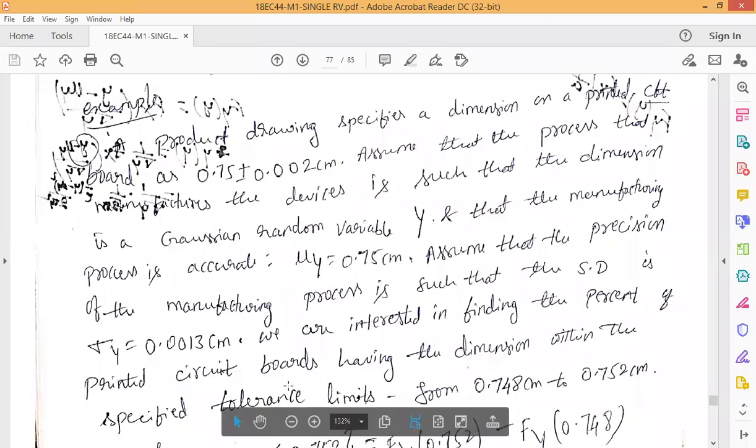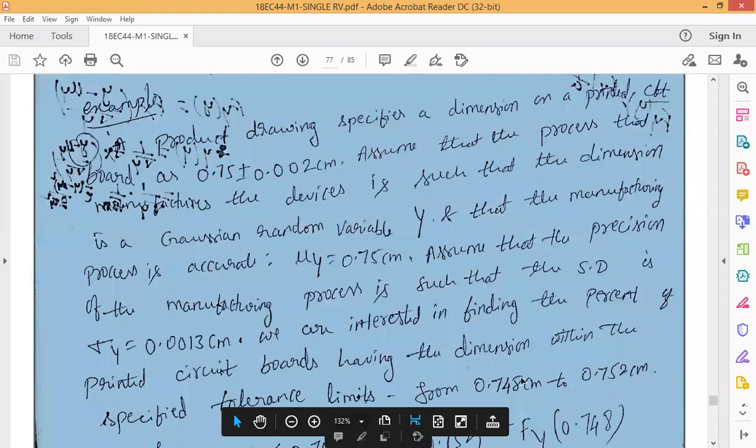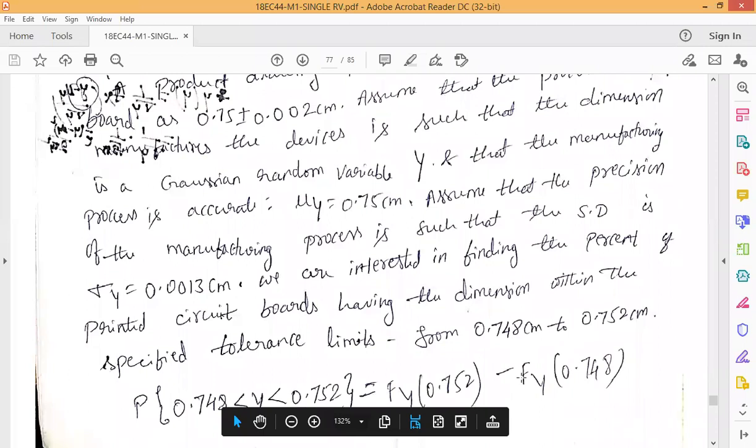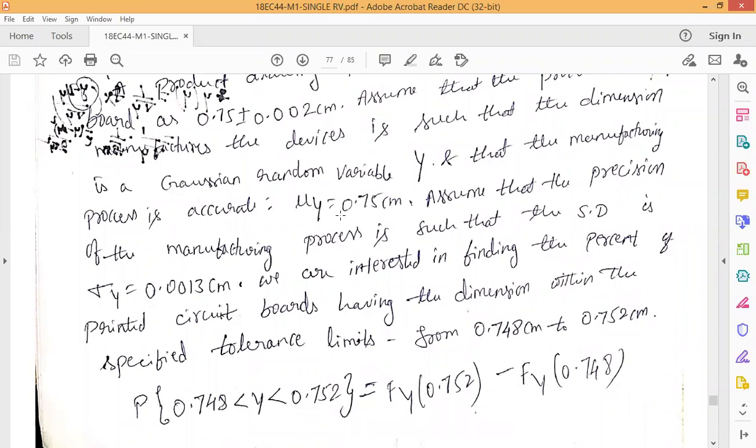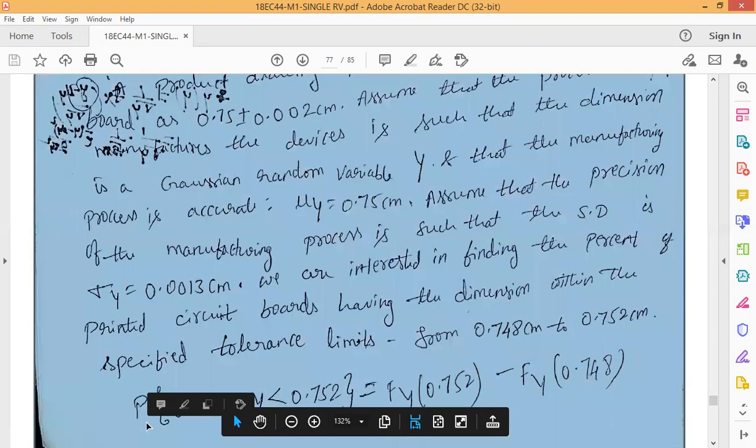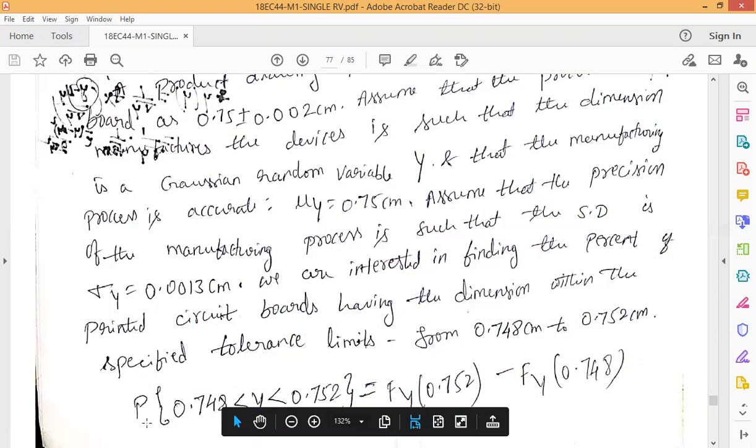So here that is nothing but the specified tolerance limit which is obtained from this given specification. That's why they have mentioned 0.748 centimeter to 0.752 centimeter. Along with this dimension, they have also given the mu y value as 0.75 centimeter and the sigma y value as 0.0013 centimeter. So given these parameters, we will be asked to calculate the percent of printed circuit boards.